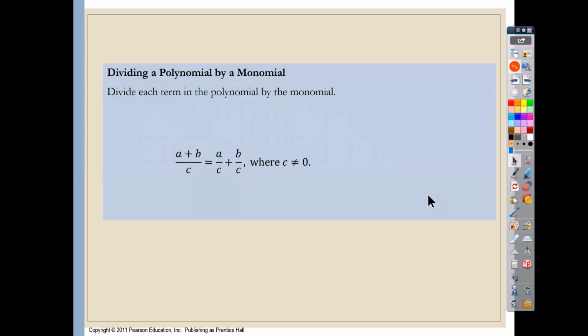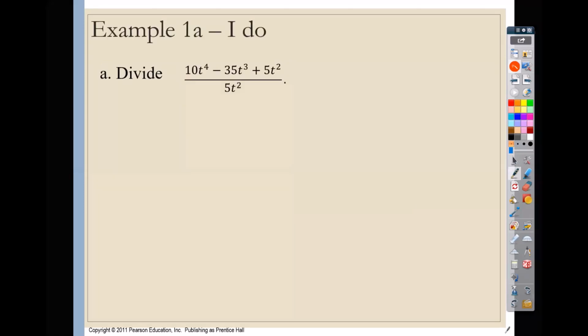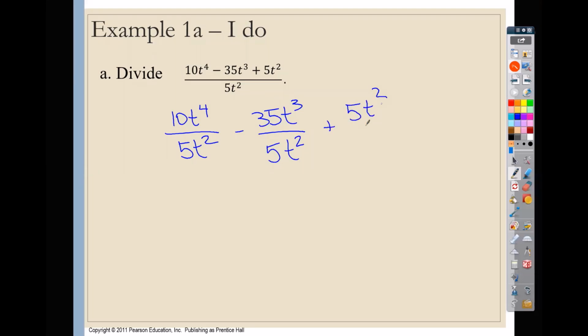So in dividing a polynomial by a monomial, you just divide each term in the polynomial by the monomial. Okay, so if you have a polynomial divided by a monomial in this case, you are just going to separate it. Now, do you actually have to show this work? Not once you're used to it. But I'm showing you how it's done so that you can understand where I'm getting the answer from. So basically you separate it into different fractions and then just simplify.